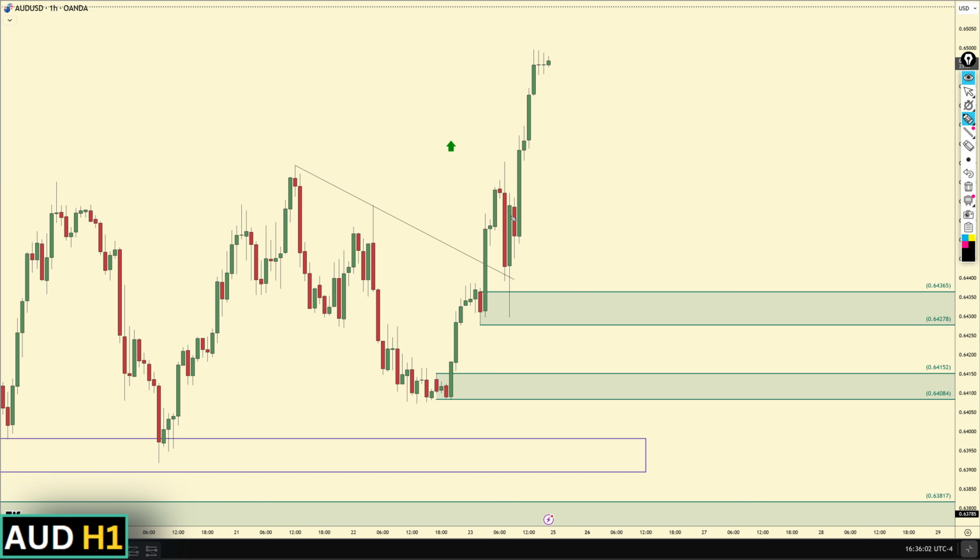So what I will say now is if we get a pullback down to this 1 hour demand, it's not as high quality. It's not my favorite, but we definitely could see some sort of move off the zone.